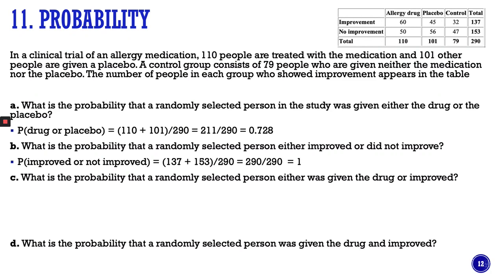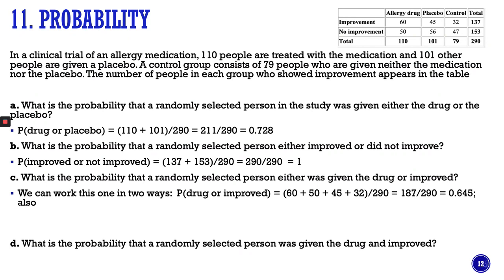What is the probability that a randomly selected person either was given the drug or improved? We can work this one in two ways. We can do the probability of the drug or improved. Well, the probability of the drug is 60 plus 50, plus improved. We've already had this one, so we then do the 45 and the 32. Gets us a total of 187 out of 290, which equals 0.645.